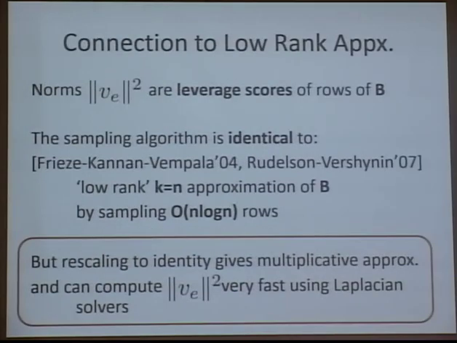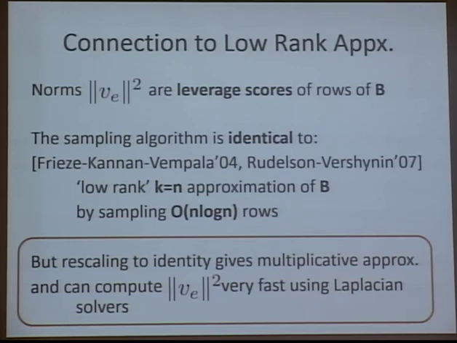Okay. So I also want to say that there's a connection to low rank approximation here, which has been mentioned many times in this workshop by Petros and Mike and others. So the point is actually these numbers, these norms, these effective distances squared, they're actually the leverage scores of the incidence matrix, if you know what leverage scores are. So actually this sampling algorithm is identical to the length squared sampling algorithm of Frieze-Kannan-Vempala and Rudelson-Vershynin, except now we want a low rank approximation of the matrix. Okay, so it's not actually low rank.